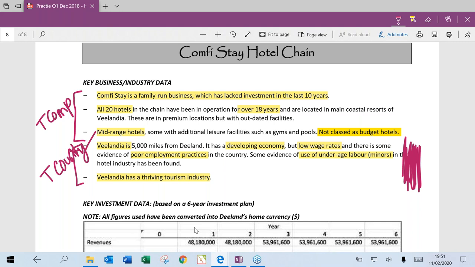No, it's a big conceptual mistake. You do not talk about the company's own competencies under suitability. Suitability focuses on external factors only. The company's competencies are covered under feasibility, okay?